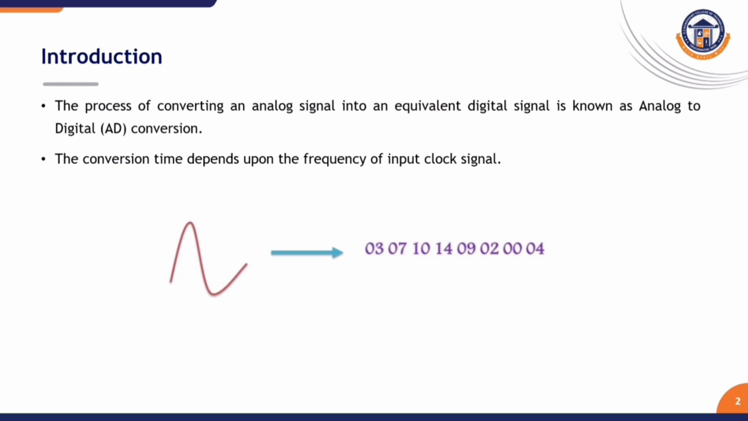So analog to digital conversion is the process of converting a continuous analog signal into a discrete digital representation. During this conversion process, the input voltage is sampled, the voltage level is quantized, and finally it is encoded into a binary form. One important point to remember is that the conversion time depends on the clock frequency used in analog to digital converters. Higher clock frequency generally means faster conversion.